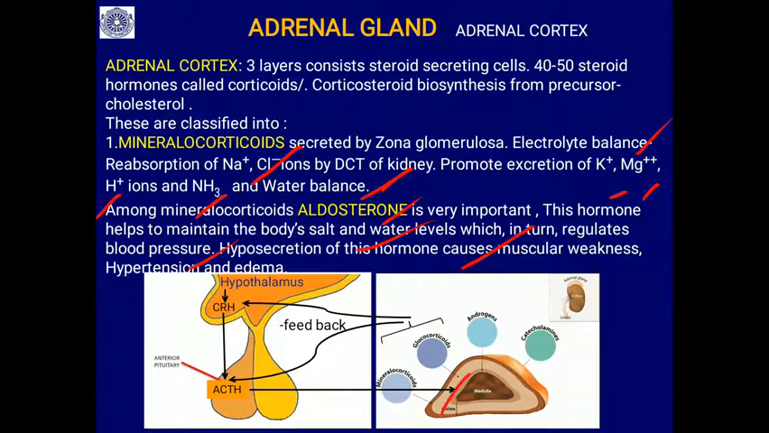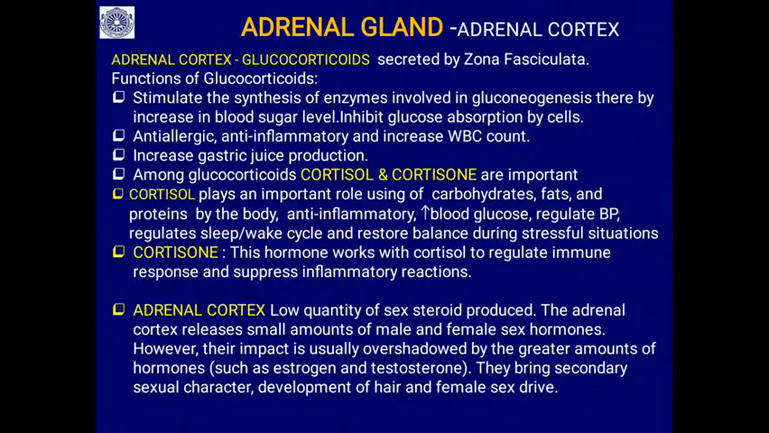This adrenal cortex is controlled by the hypothalamic CRH, corticotropin releasing hormone, and the ACTH of the adenohypophysis, which you have studied already. Then the glucocorticoids from the adrenal cortex are secreted by the zona fasciculata. They have glucagon-type functions. They stimulate the synthesis of enzymes involved in gluconeogenesis, thereby increasing the blood sugar, and inhibit glucose absorption by the cells.